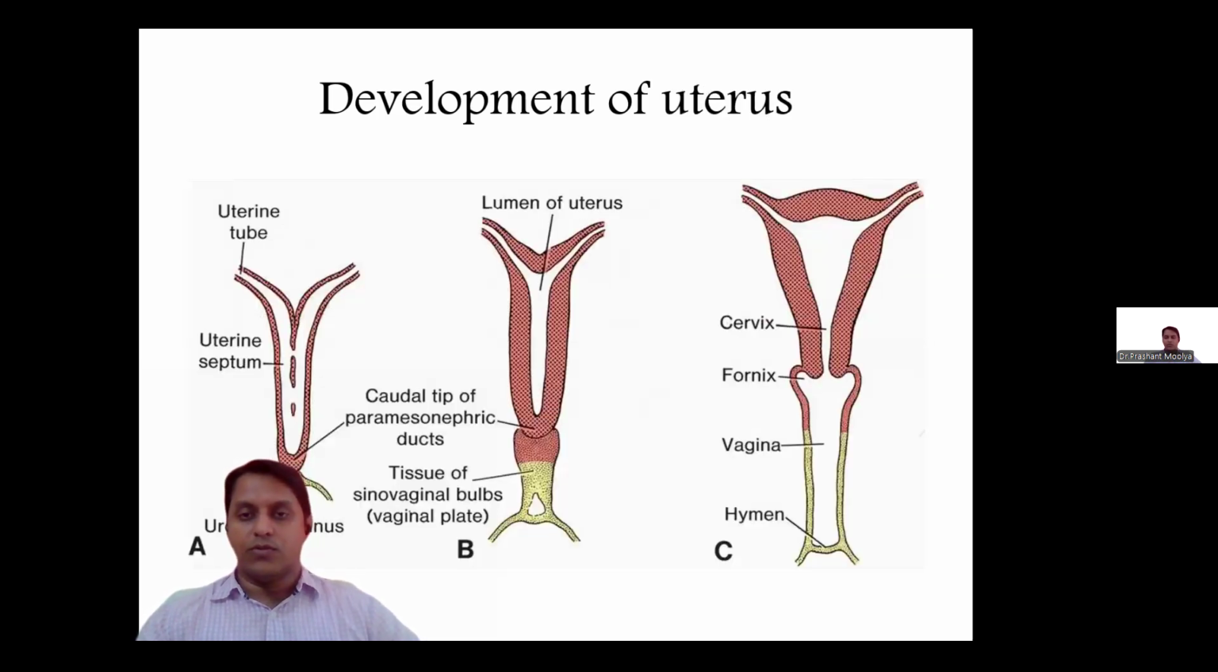Now let us see how the uterus and the fallopian tubes are formed. As I said, the female reproductive tract is formed from the paramesonephric duct.